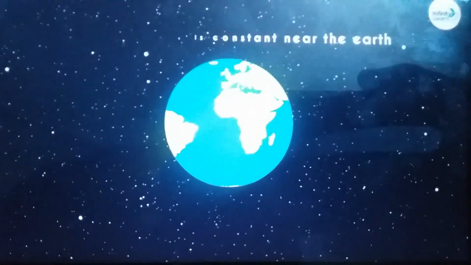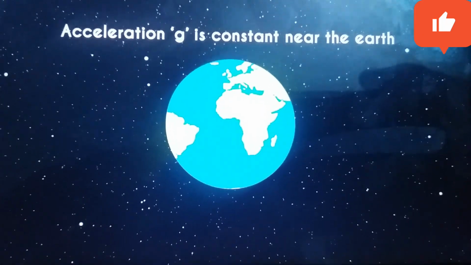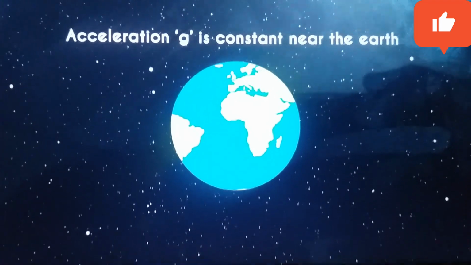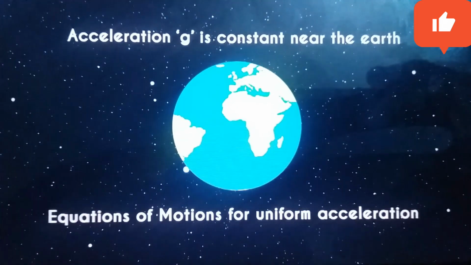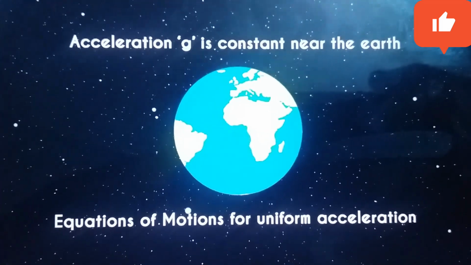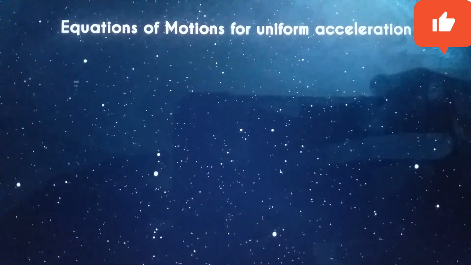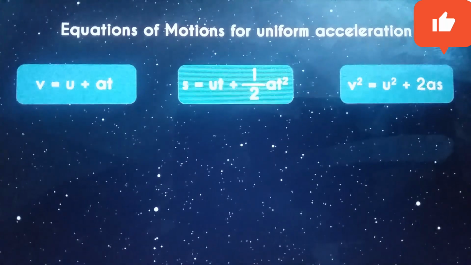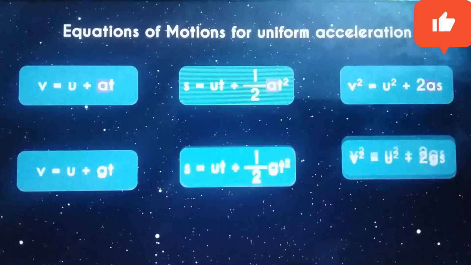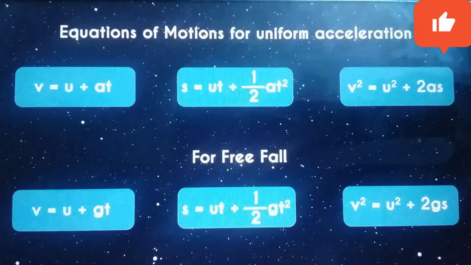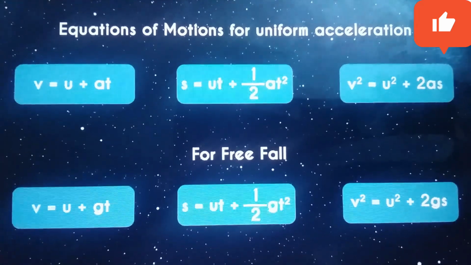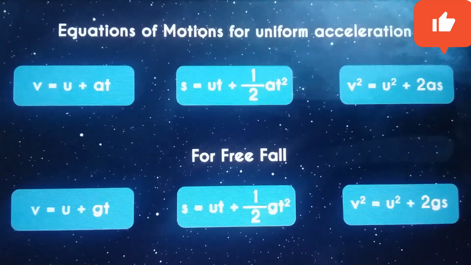Another thing we know is the acceleration g is constant near the earth. So this means that all the equations of motion we'd seen for uniform acceleration will be valid here. Do you remember the 3 equations of motion? Here they are. Here, a can be replaced with g. That's for free fall. In the next video, we will solve word problems related to these equations.